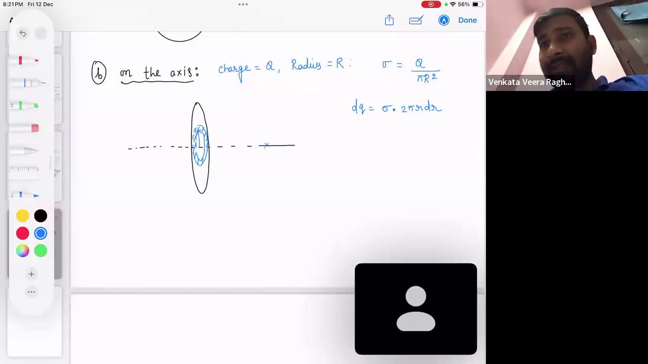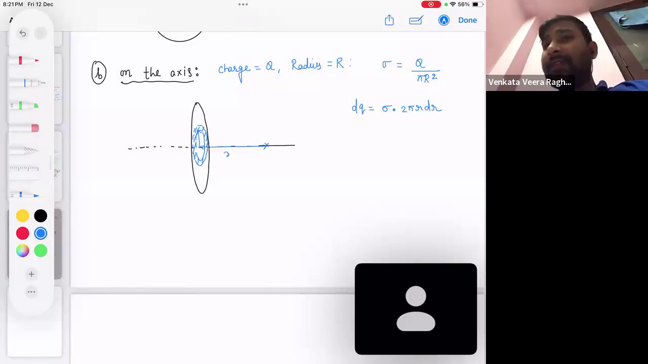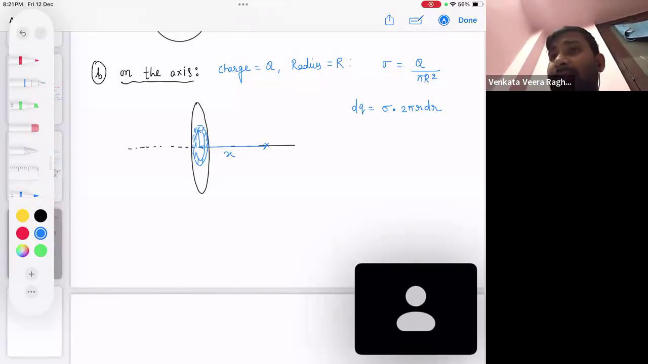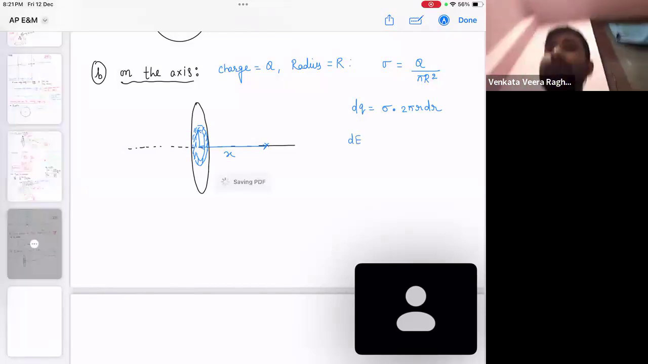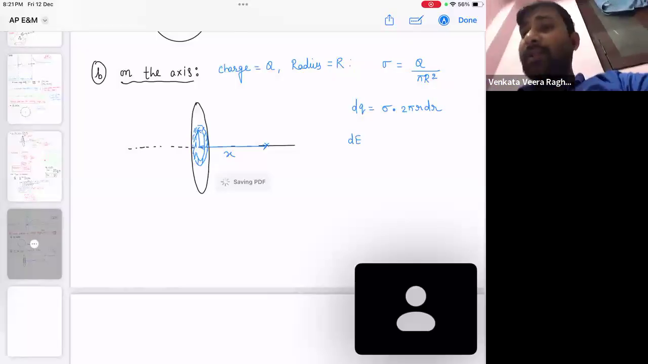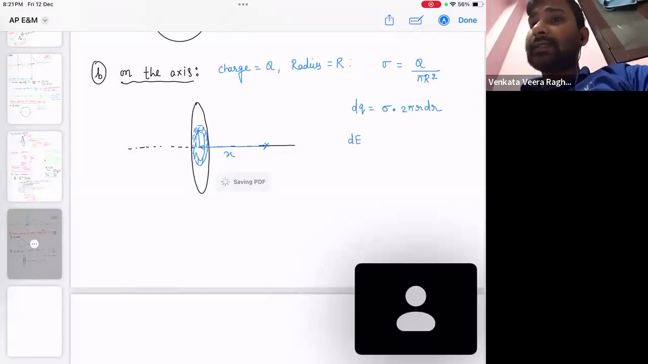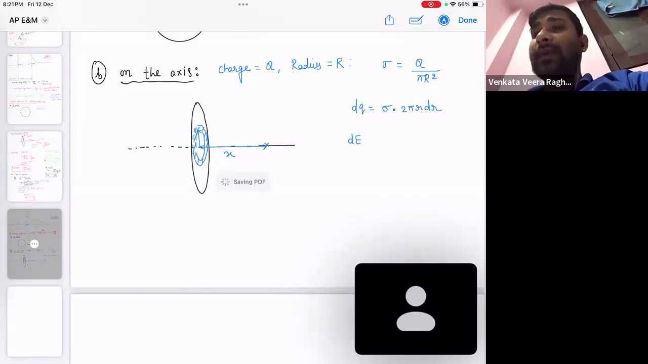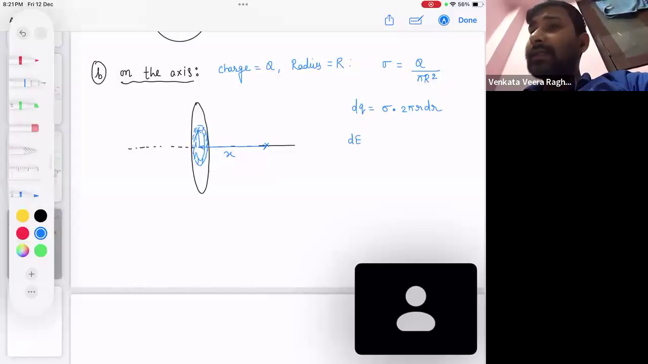Now I want to calculate the field here, which is x distance from the center. For the ring element, this point is what kind of point? Is it an axial point? Do we know the field on the axis of a ring? Kqx by (r square plus x square) to the power 3 by 2, isn't it?